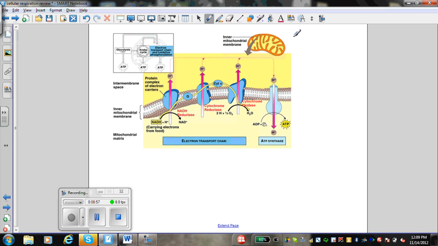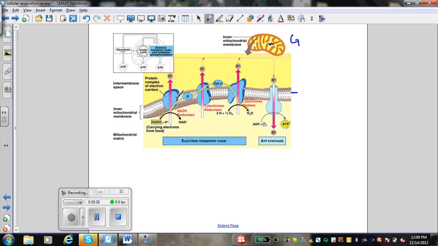So locations-wise, we did glycolysis out here, right? We did the Krebs cycle in here in the matrix, and now we're doing the electron transport chain between the matrix and the inner membrane space along this membrane right here, which is called the inner mitochondrial membrane, or the cristae. So, electron transport chain, we have integral proteins inside the membrane. We have a difference now between one area and the next. We can actually set up what's called a proton gradient.